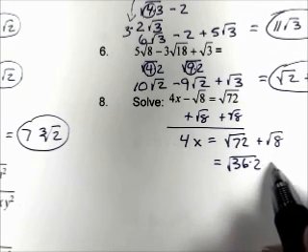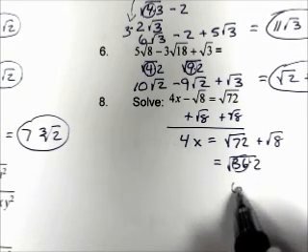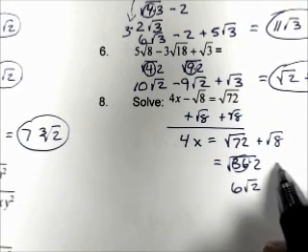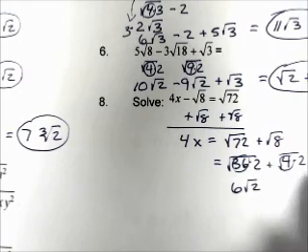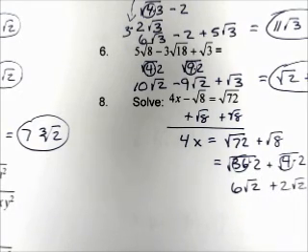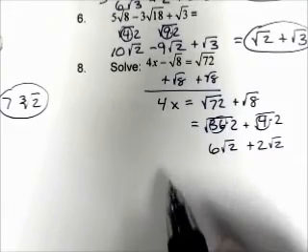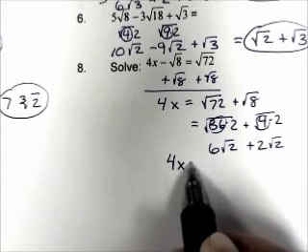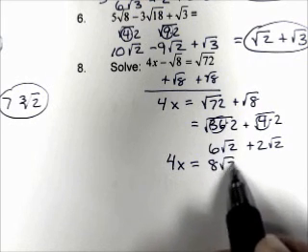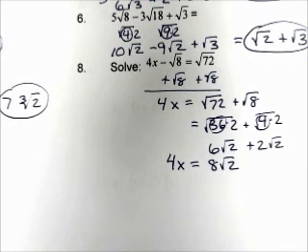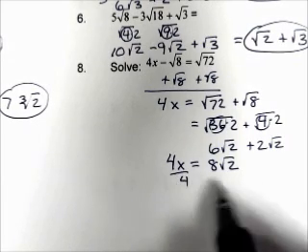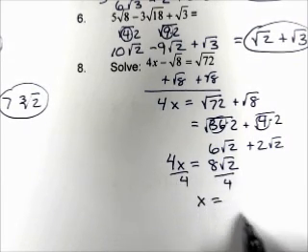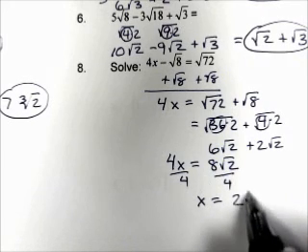And square root of 8, let me finish this, sorry, 6 square root of 2, and 8, 4 times 2, 2 square root of 2, so we have 4x is equal to 8 square root of 2. Guess we should divide by 4. So x equals 8 divided by 4 is 2. 2 square root of 2.